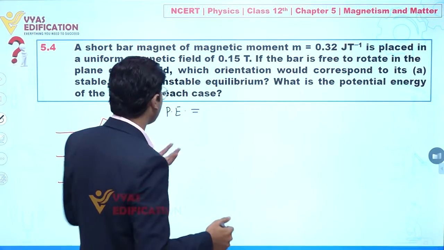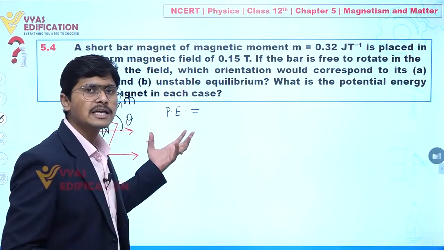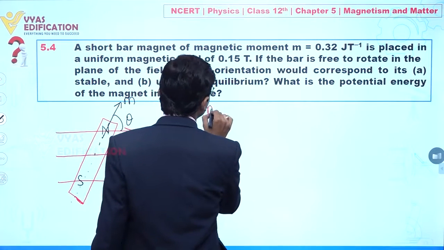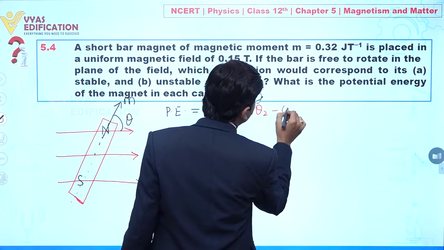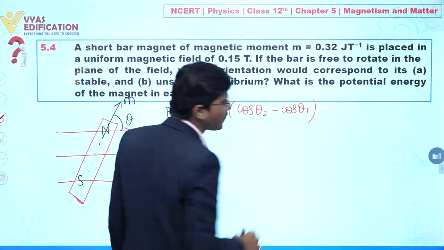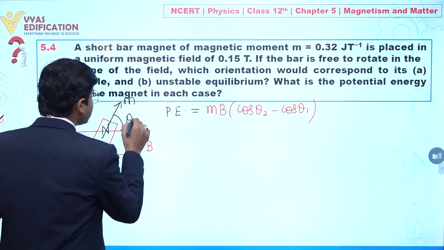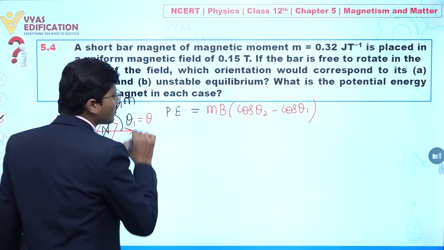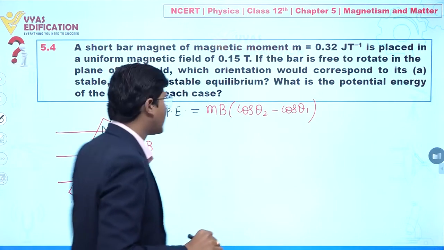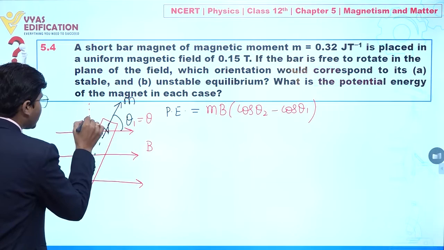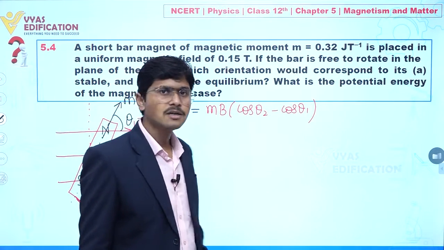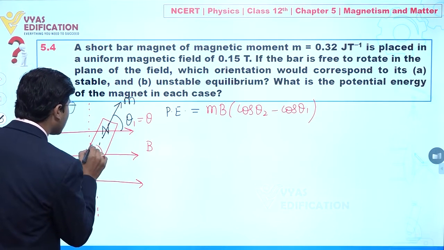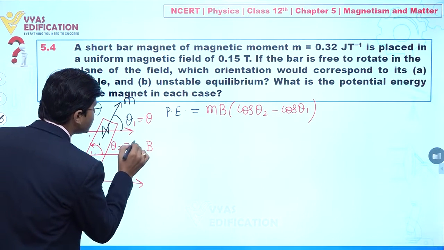You know the derivation very well, but I am directly writing the expression here. The expression of potential energy is given by mB times cos theta 2 minus cos theta 1. Now listen carefully, this theta 1 I am taking equal to theta, but I am taking the reference perpendicular to the magnetic field. It means theta 2 is 90.